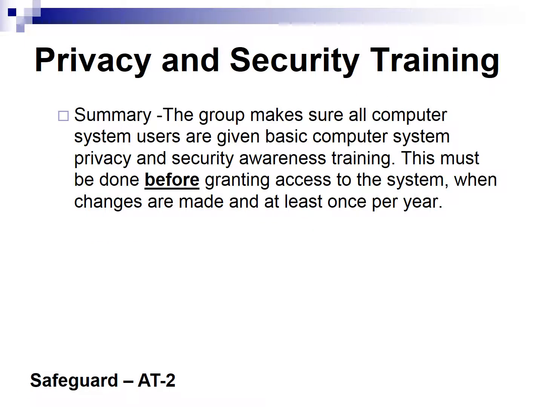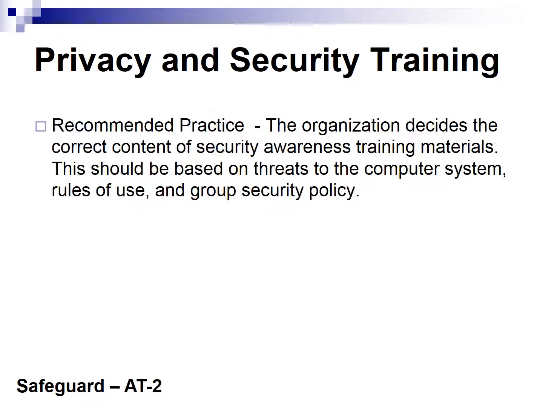Privacy and security training needs to happen before first access, when changes are made to the system, and at least once per year thereafter. Different data systems are subject to different threats. The security and privacy training materials should be customized based on threats to the specific local system, rules of use, and group security policies.